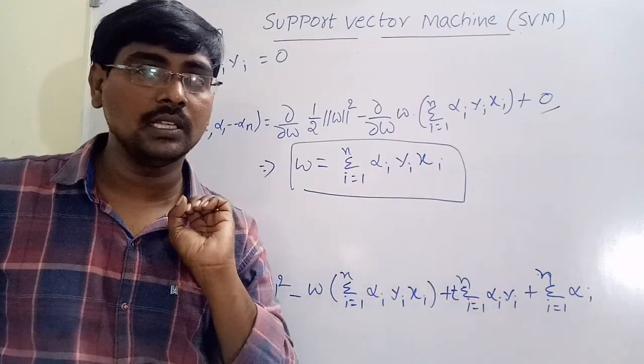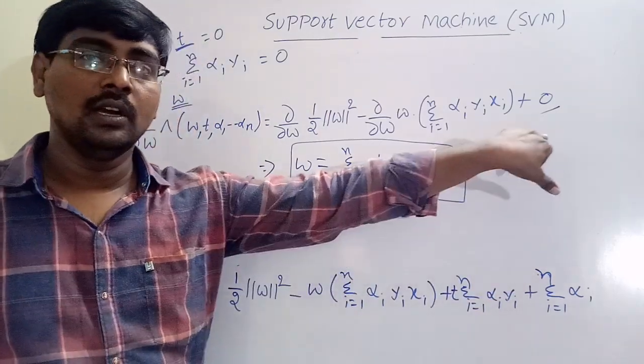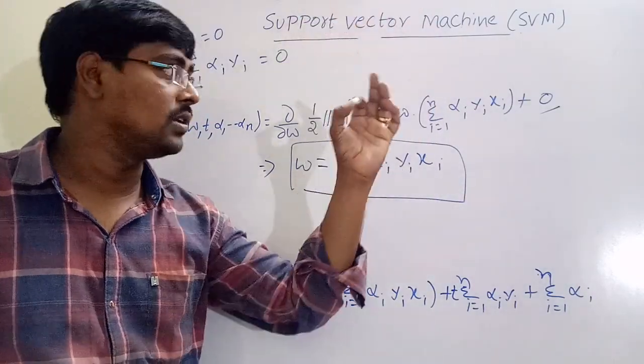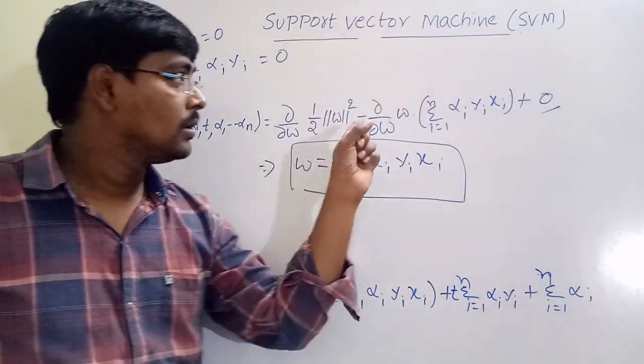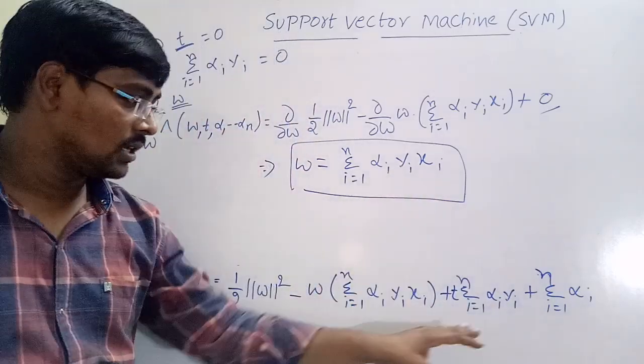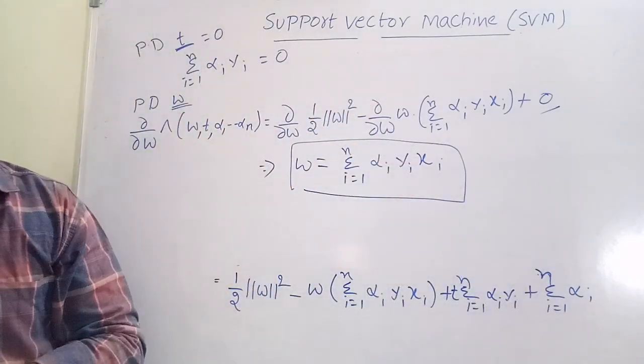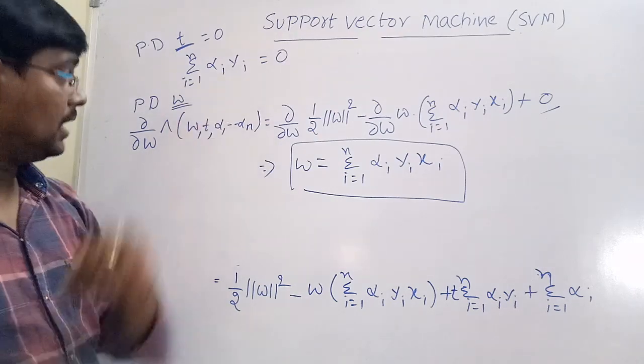So the margin is yi into (w·xi − t). That is the margin. That is the first definition. Applying the step-by-step procedure, take the partial derivative with respect to t, and take the partial derivative with respect to w.